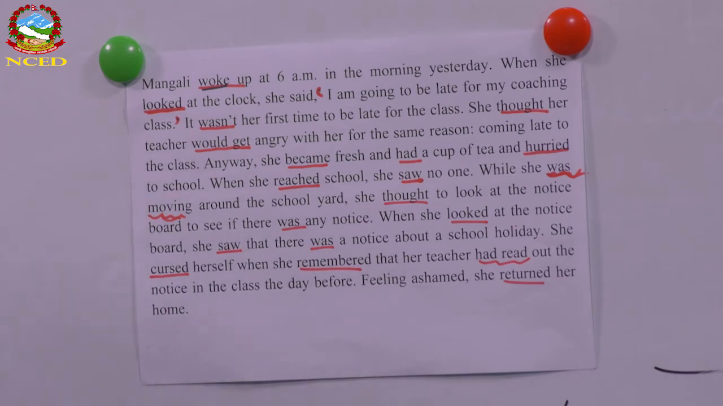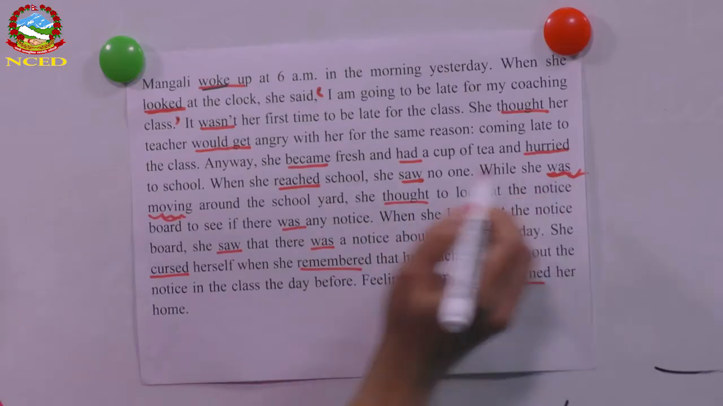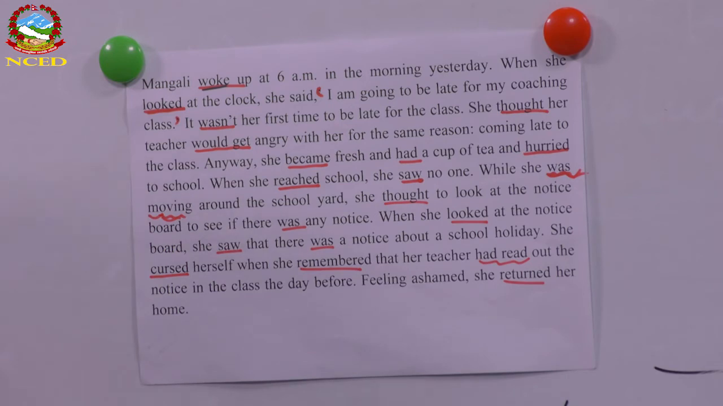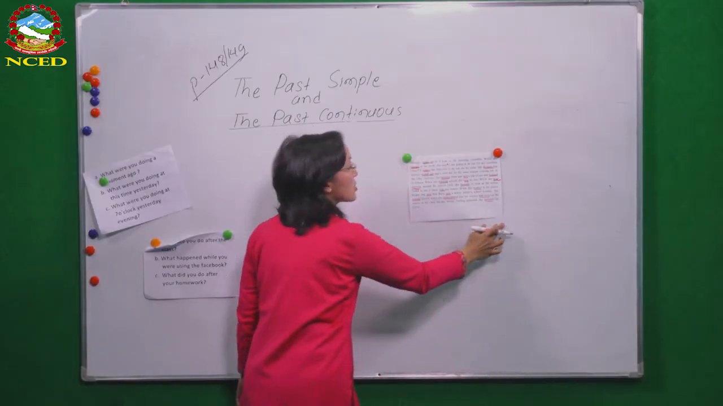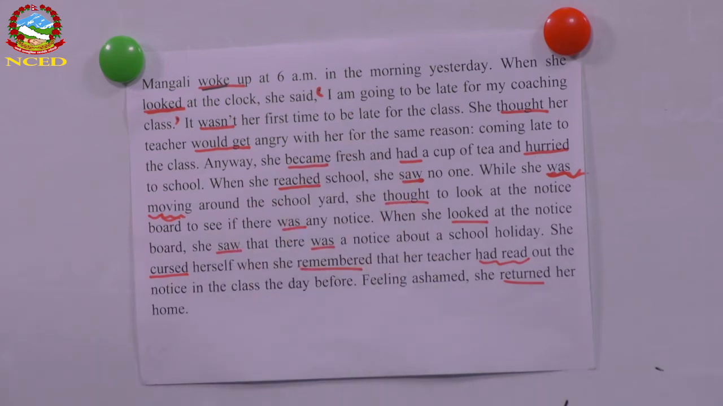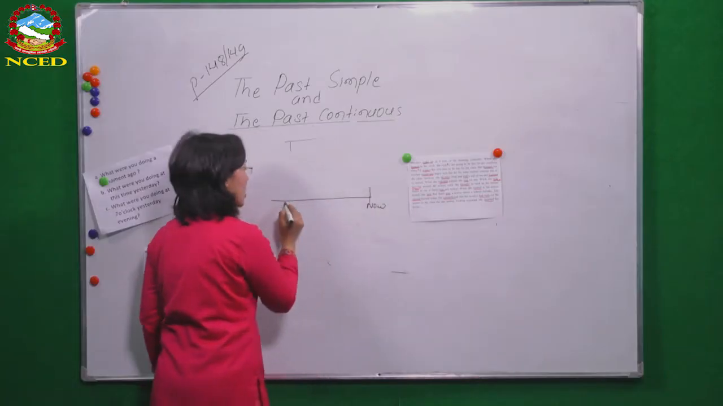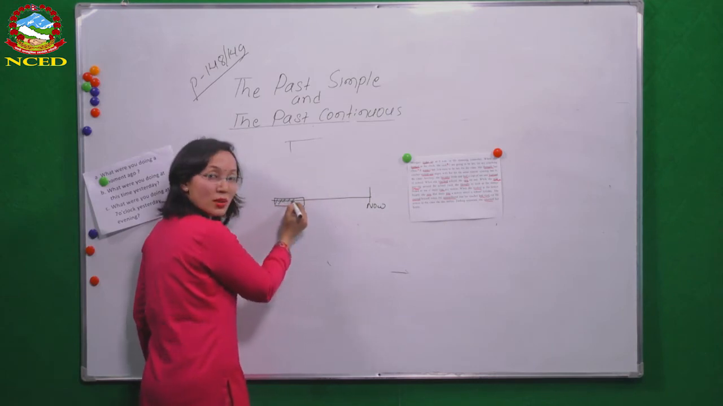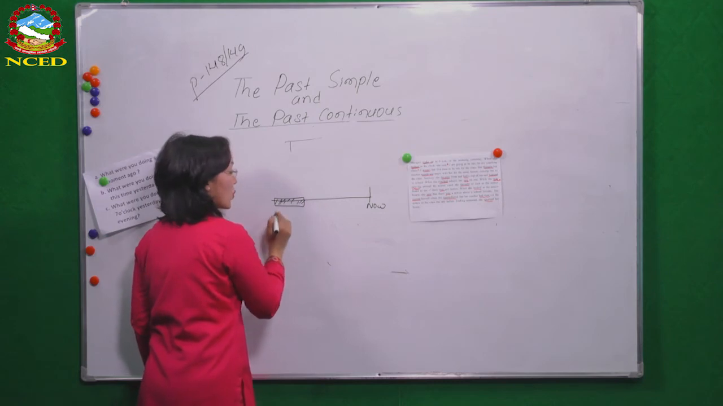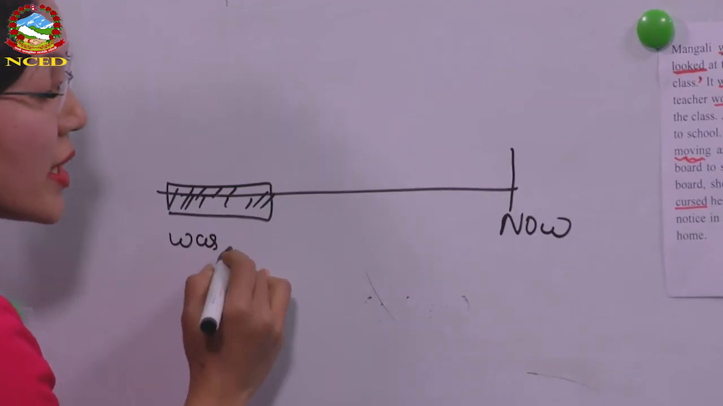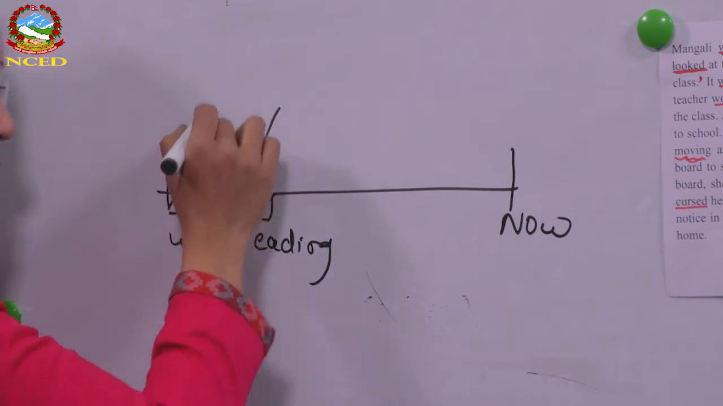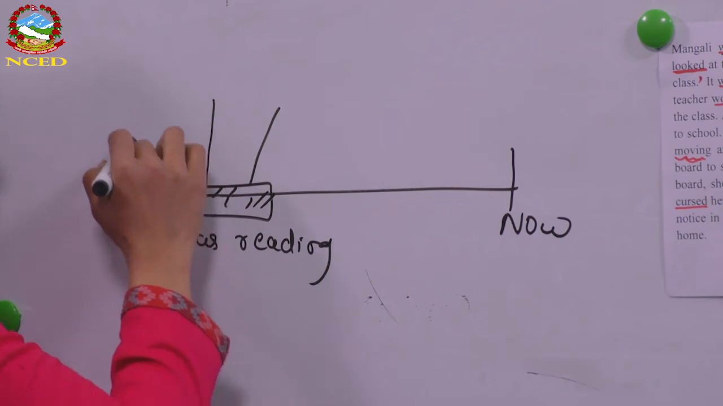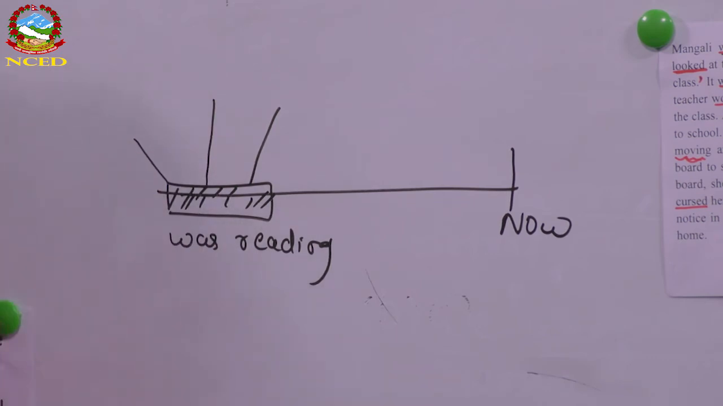So these are the series of actions that happened, and this one, was moving, is an interrupted action. Because what happened? She thought. While she was moving, she thought to look at the notice. It means that at some time in the past, some action was happening. Like I was crossing the road, or we were reading the newspaper. Now what happened? There was a power cut. My mother called me, or my father asked me to do my homework. Is that clear?